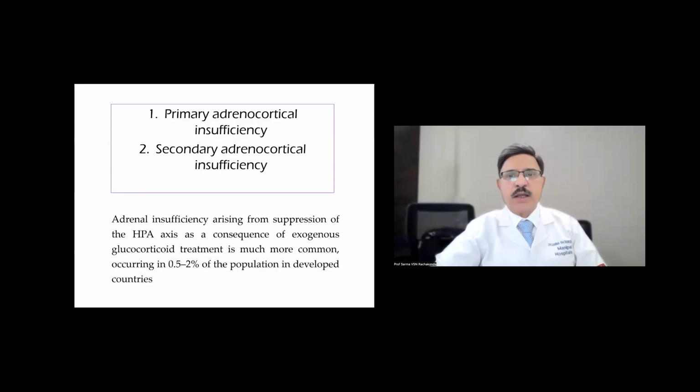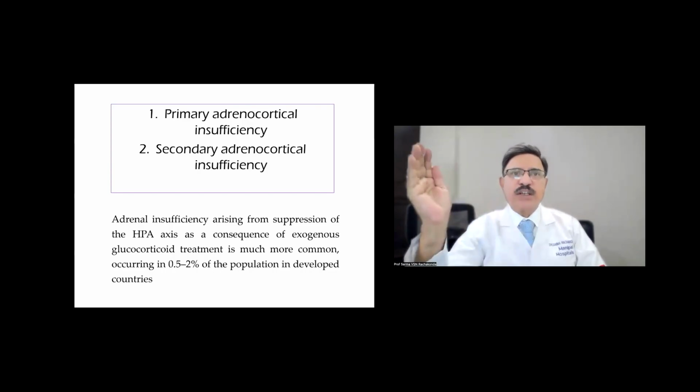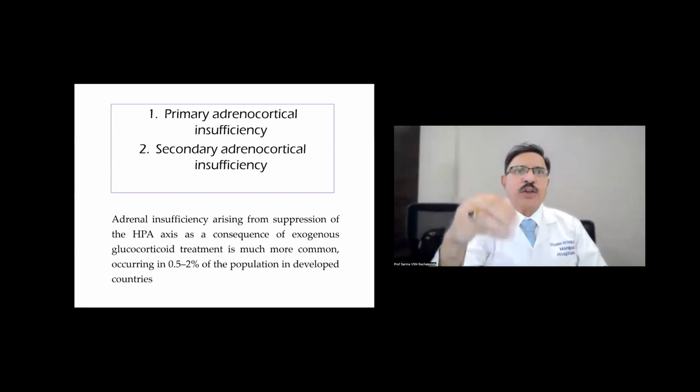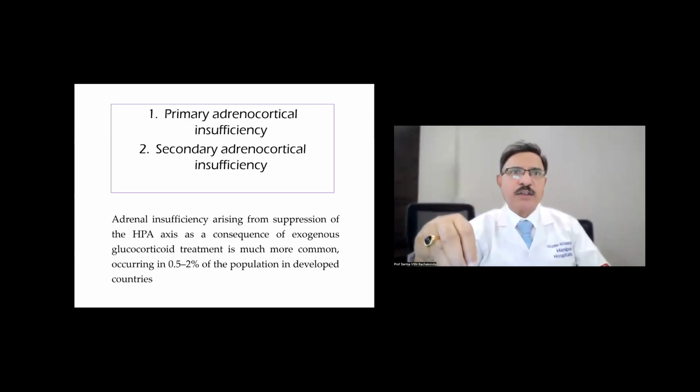Adrenal insufficiency arising from suppression of the HPA axis as a consequence of exogenous glucocorticoid treatment is the most common form, occurring in about 0.5 to 2% of the population in developed countries. Just like Cushing's, where iatrogenic steroid administration is the commonest cause of Cushing's. Here also the commonest cause of adrenal insufficiency is exogenous steroid administration, which suppresses the HPA axis, so much so that the adrenal is suppressed.